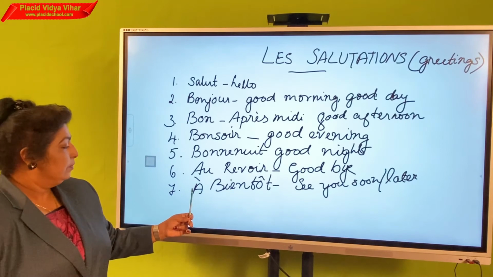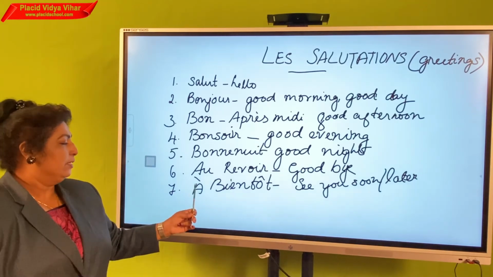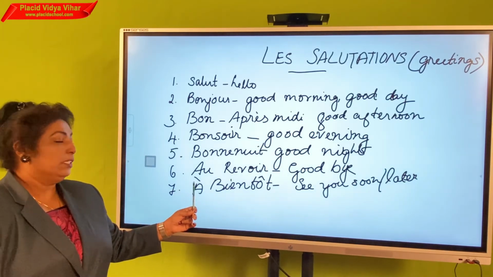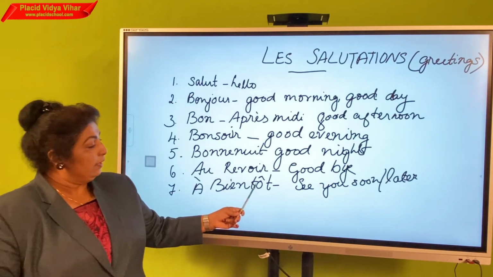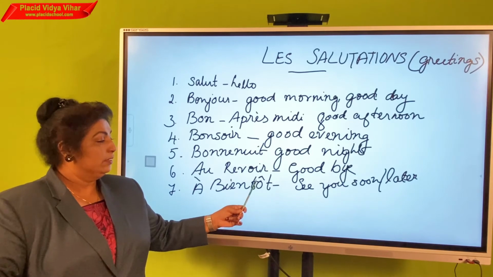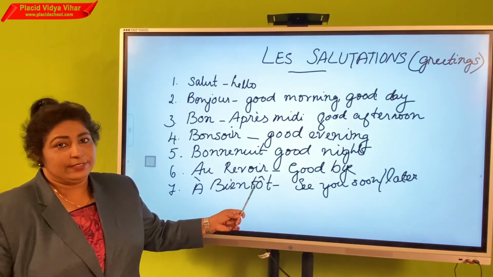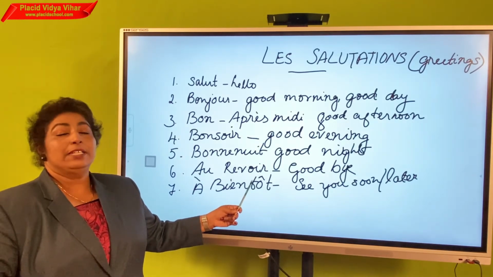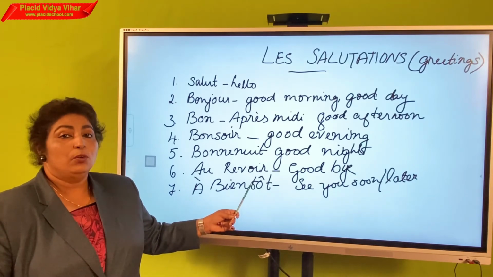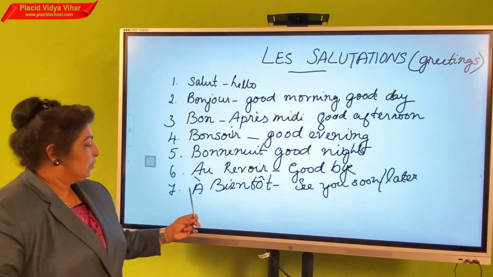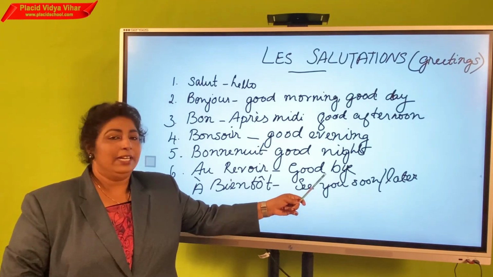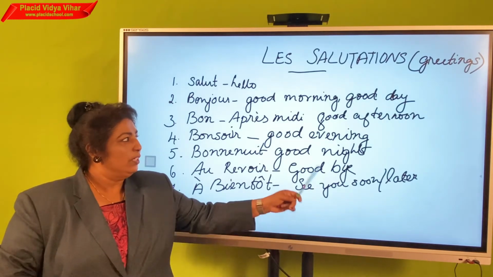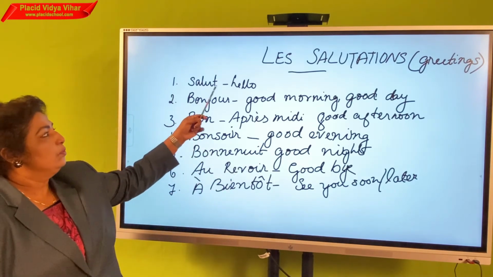See here, you can see an accent. Which accent is this? This is grave accent, A grave. And here again, you can see another accent. This is called circumflex. Where will you use circumflex accent? It is used with vowels. So, à bientôt. See you soon or later. Salut, hello.